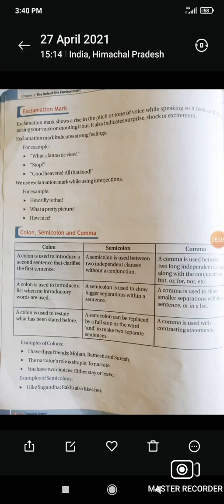A comma can also be used between two long independent clauses. I told you what clauses are. To separate two independent clauses, we also use a comma along with a conjunction like but, or, for, nor, etc. For example, she loves to talk to different people, experience different cultures and learn foreign languages. So here two long independent clauses are discussed, and we have used a comma to separate them.